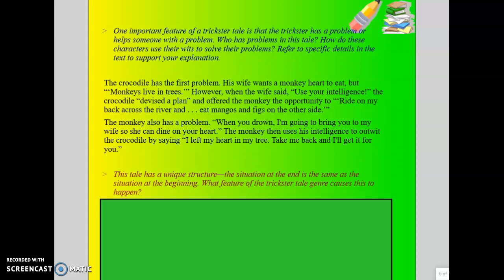So that's how you explain your answer. Who has the problem and how do they solve their problem? I explained how the crocodile solved his problem. I explained how the monkey solved his problem.